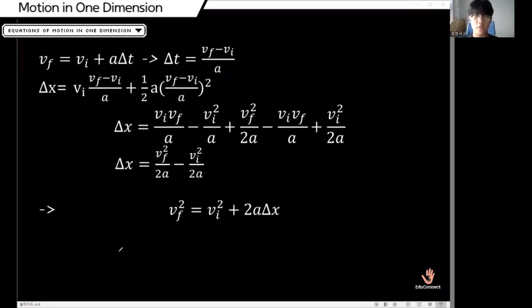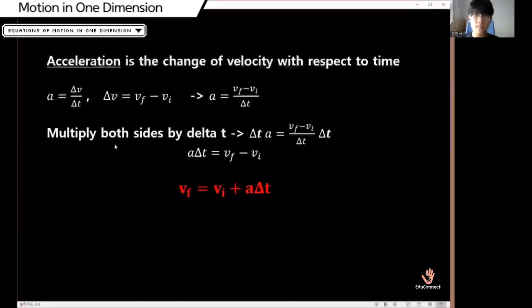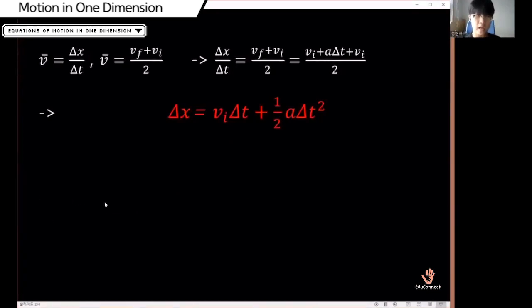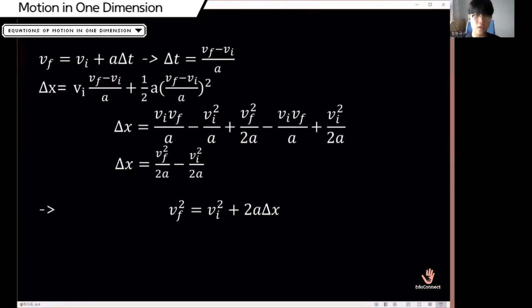Here they are together. We saw the short kinematic equation, v final equals v initial plus a delta t; the long kinematic equation, delta x equals v initial delta t plus 1/2 a delta t squared; and a new average velocity equation, v average equals v final plus v initial divided by 2. And the combined kinematic equation, v final squared equals v initial squared plus 2a delta x.